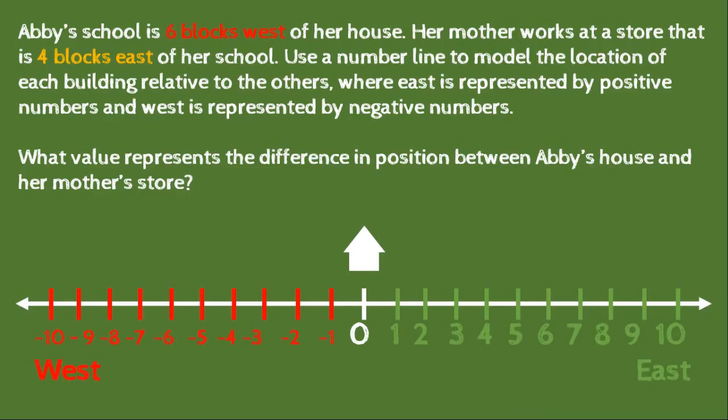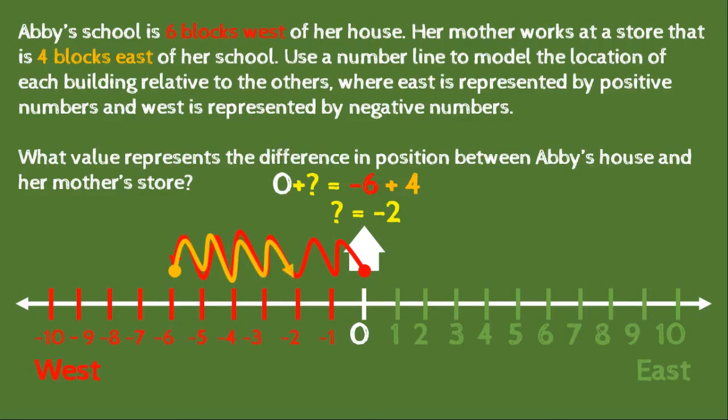What value represents the difference in position between Abby's house and her mother's store? First, we draw a number line with 0 representing Abby's house, to the left negative numbers, and to the right positive numbers. And we are told that to the left will represent west and to the right it will represent east. So first, we travel 6 blocks west, so 6 units to the left, and that represents her school. And that can be represented by the number -6. From there, we know that her mother's store is 4 blocks east. We have to move from -6 4 units to the right, and that can be represented by -2.